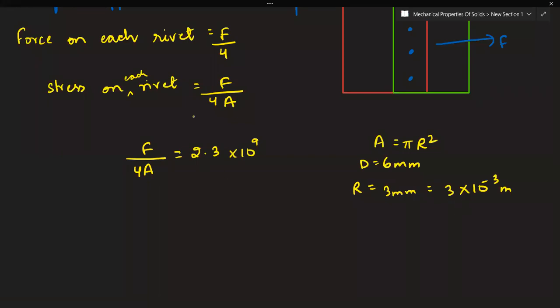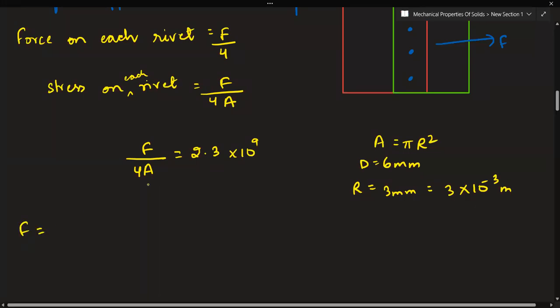Now, to calculate the force, it would be equal to the shearing stress that we have, means 2.3 into 10 to the power 9, multiplied by 4 times the area. And how can we write the area? Pi r square, so pi is 3.14 times the square of the radius, that is 3 into 10 to the power minus 3 whole square. This much newton is the maximum force.